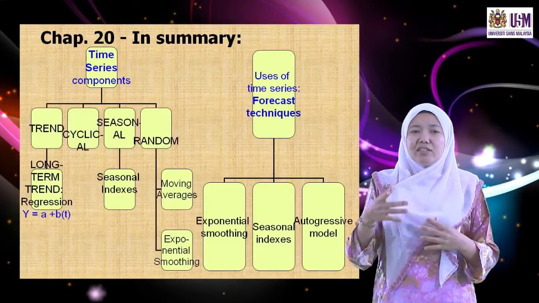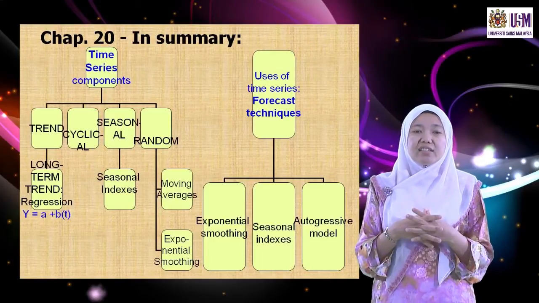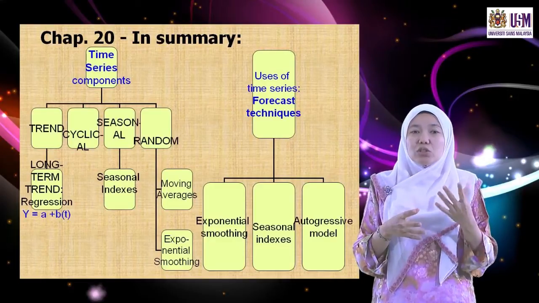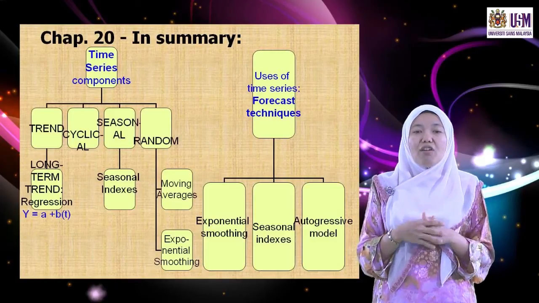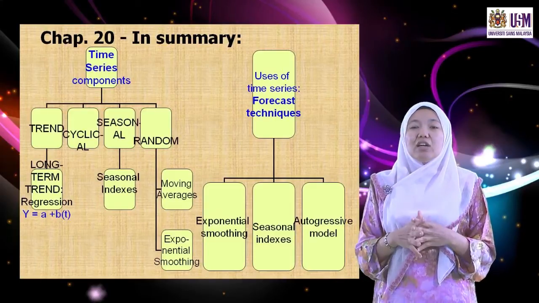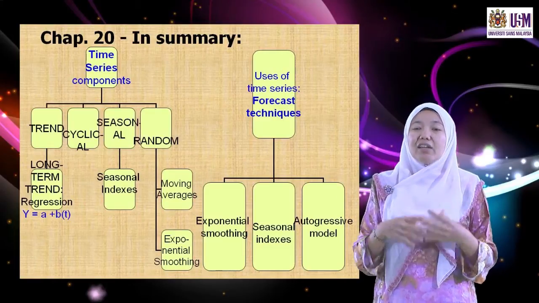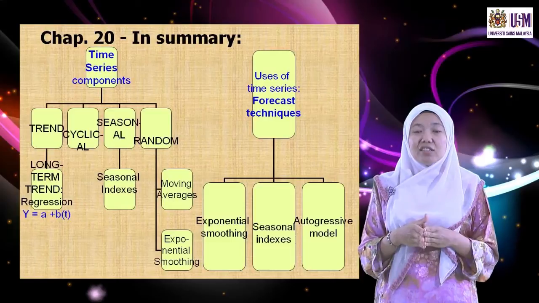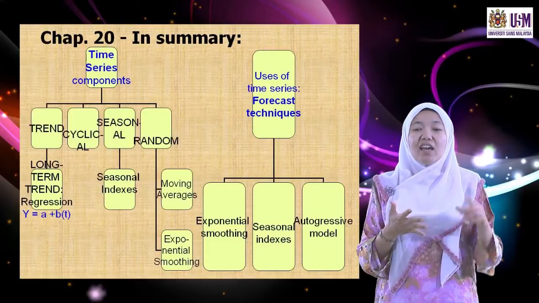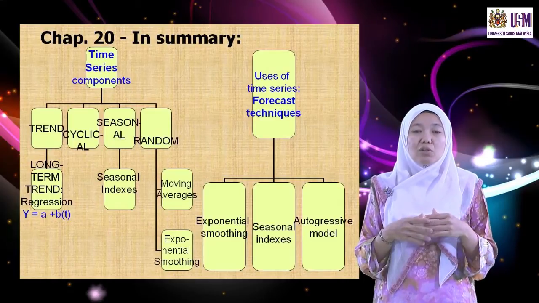Cyclical, seasonal, and then you will come out with seasonal indexes and what they're used for. We also cover a little bit of the random variable, and we'll be discussing the 2 methods of time series, moving averages as well as exponential smoothing. Later we'll talk about the use of time series in forecasting. There are 3 different types of forecasting techniques: exponential smoothing, seasonal indexes, and the autoregressive model, which is quite outside the syllabus for now.